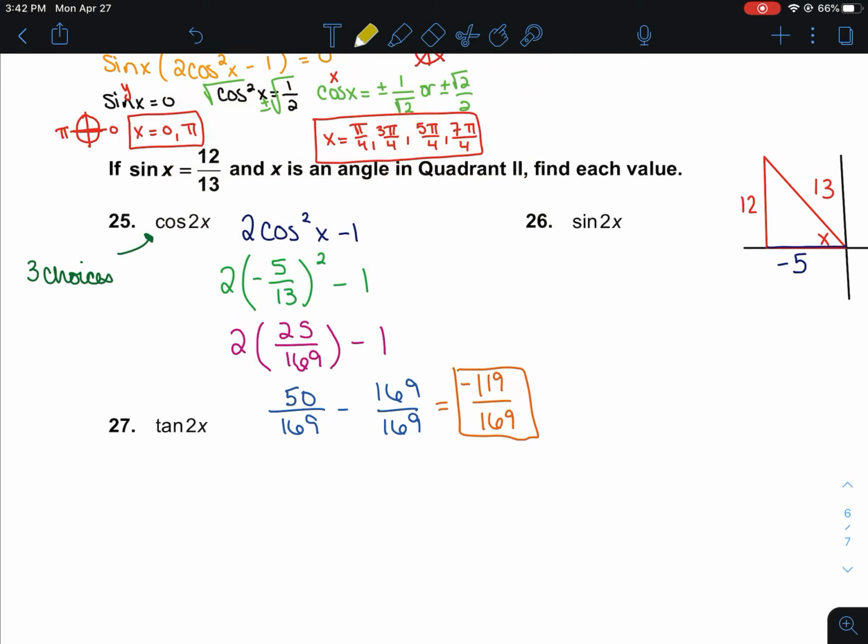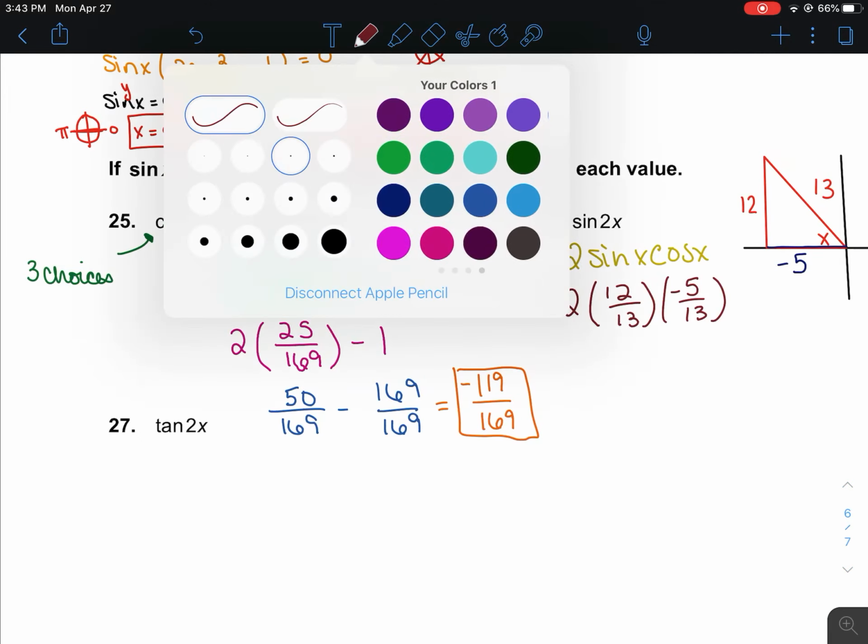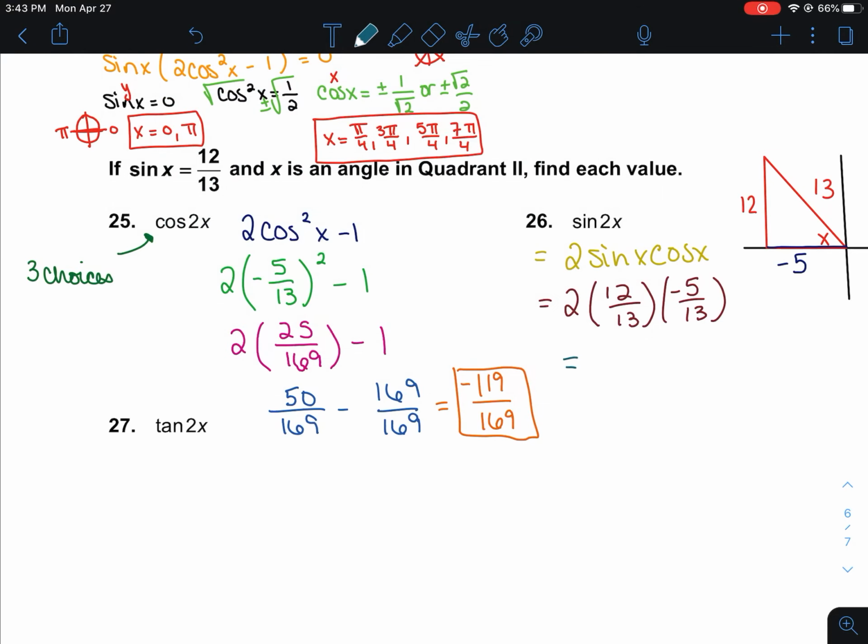Okay. For sine of 2x, that is the same thing as 2 sine x cosine x. And then I'm just going to use that picture and fill in. So I know my sine is 12 over 13. My cosine is negative 5 over 13. And if I multiply straight across, I end up getting negative 120 over 169.